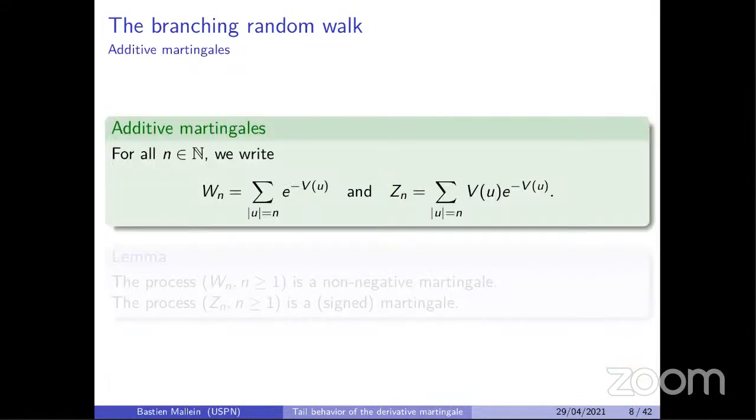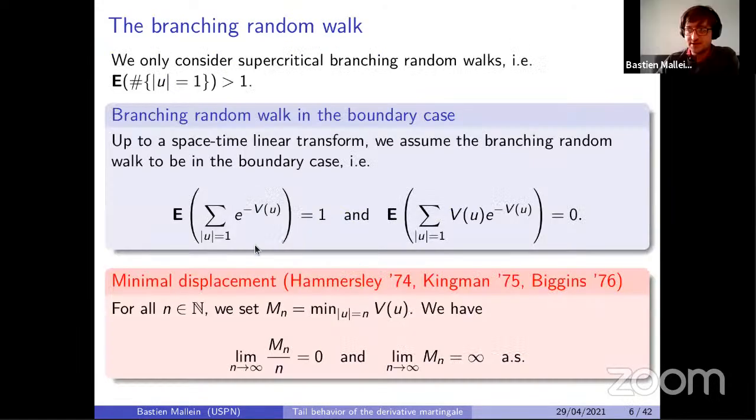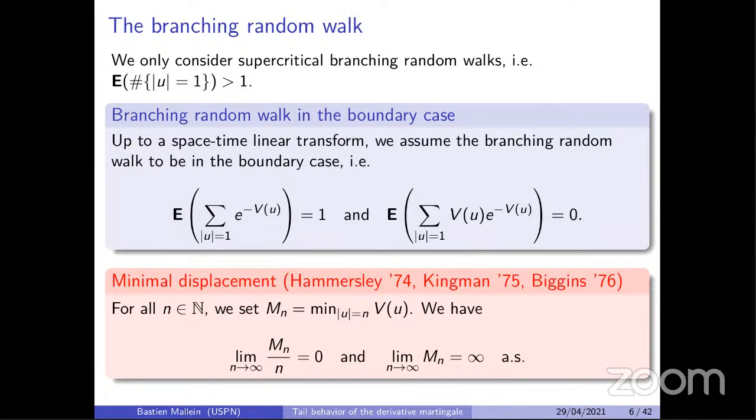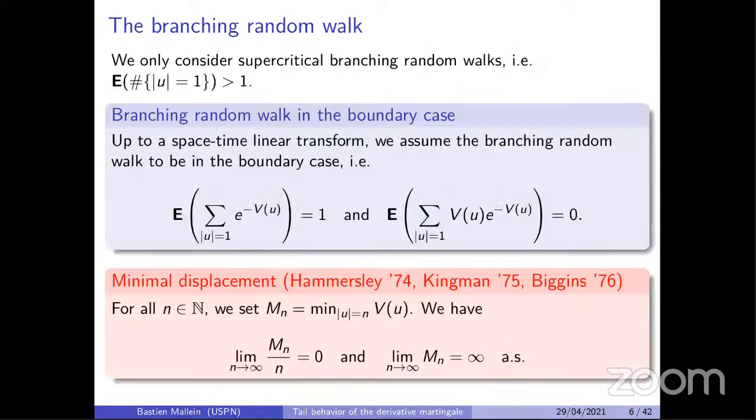Let me show the conditions once more. The conditions are here, and this condition tells you that typically from a starting position, you get at the next step a contribution which is the exponential of minus your own position. So you get this conserved expectation. V(u) is a weight.